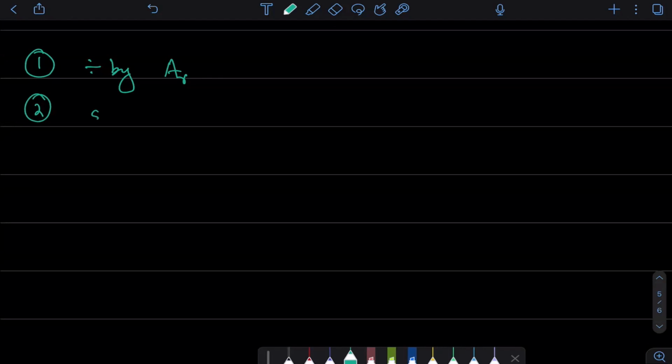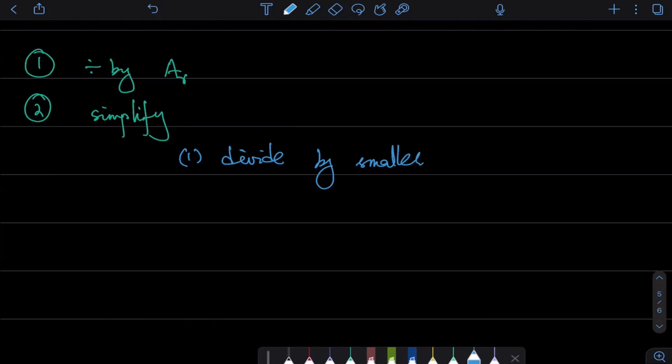And second step, you simplify. Now to simplify, we have 2 methods. One is that we divide by the smaller number. So one method is you divide by the smaller number. And if that doesn't work, then the second method is you multiply by LCM. And why are we doing this? Because we want to simplify it to whole numbers.